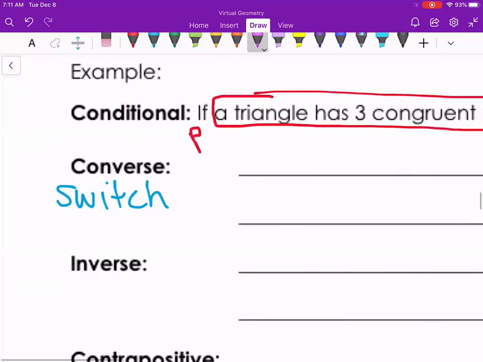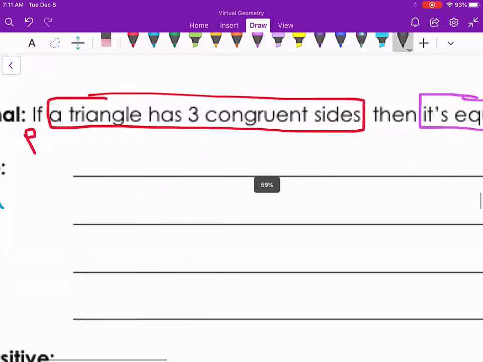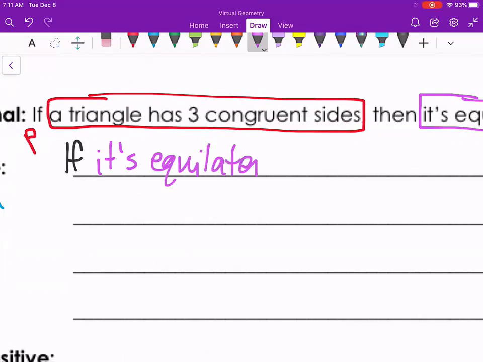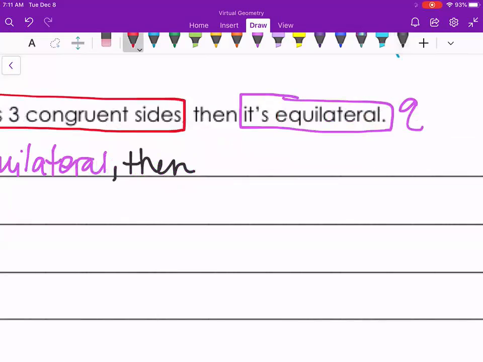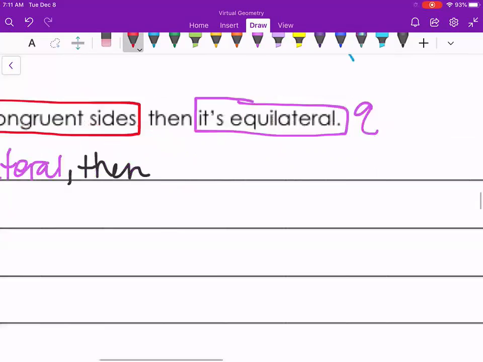And again, we physically swap out those phrases. So the if stays put. So if the conclusion comes first, it's equilateral. Then stays where it is. We finish it up with the original hypothesis. So then a triangle has 3 congruent sides.